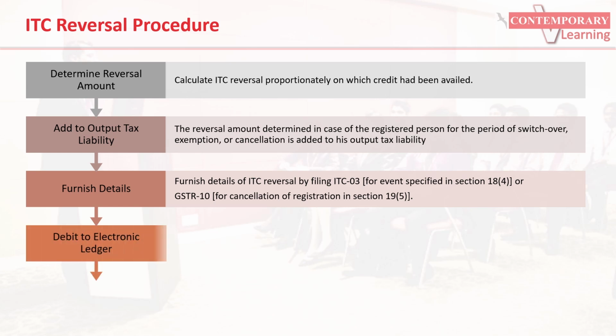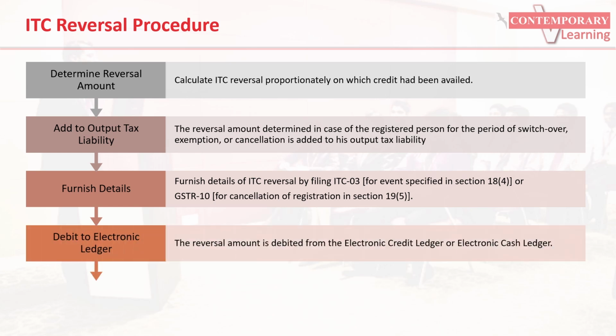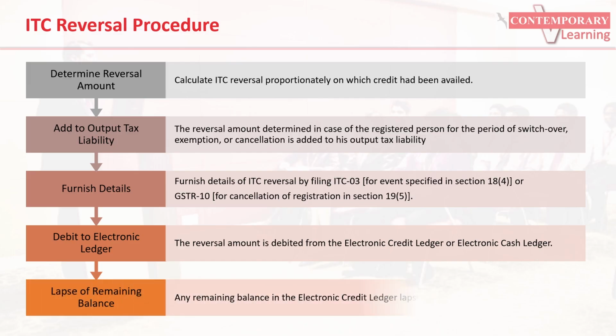This reversal amount is then debited from your electronic credit ledger or electronic cash ledger. Any remaining balance in your electronic credit ledger after the reversal simply lapses. You lose it permanently.